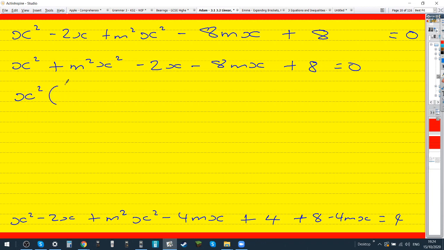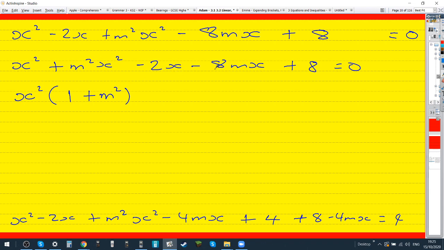What do you mean by factorize? So they both have x squared in common. And so what would be in the bracket if you factorize x squared from both of them? X squared divided by x squared is 1. And then m squared x squared divided by x squared is m squared. And so if you were to expand that bracket, it would go back to being x squared plus m squared x squared. So I just factorized out x squared.